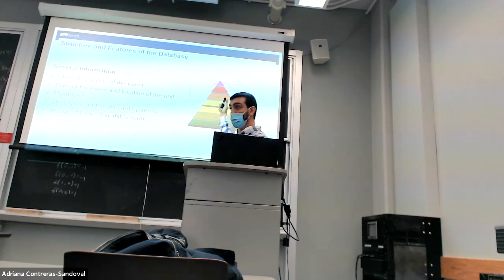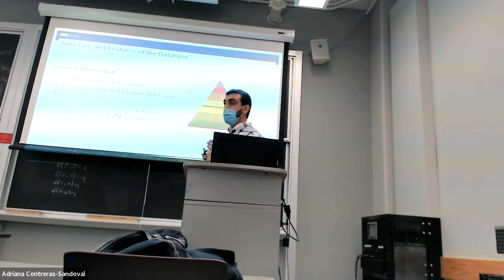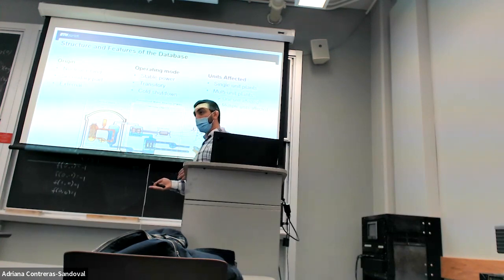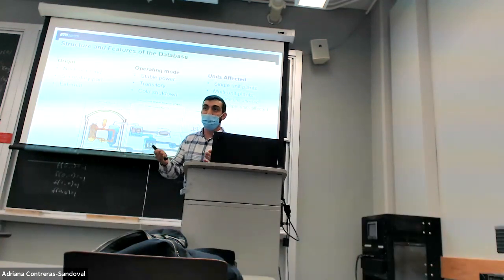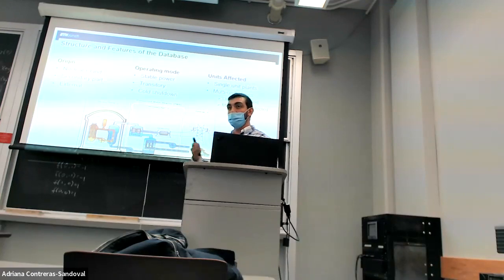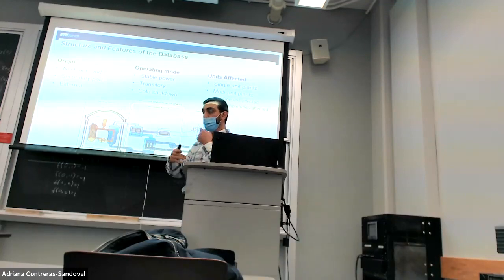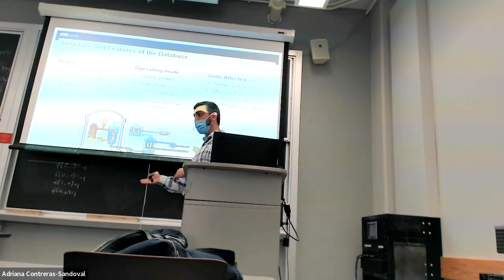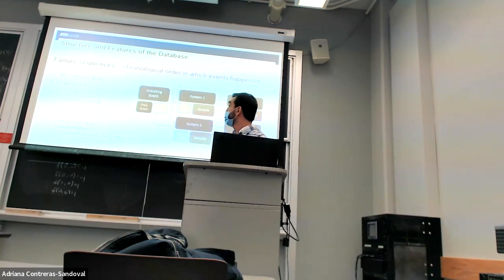The INES score goes from 0 to 7, as you know, 0 being not so important for safety, and 7 being major accidents. We classified events based on their origin, whether it happened in the nuclear island, the secondary island, or in the external part, depending on the operating mode of the reactor. Was it in full power or stable power? Was it in shutdown mode or was it in a transitory state, ramping up in power or shutting down? And the number of units affected. So are we talking about multi-unit sites? And in the case of multi-unit sites, we're talking about a single unit or multiple units affected.